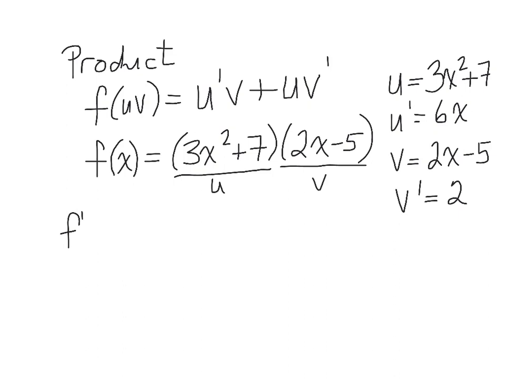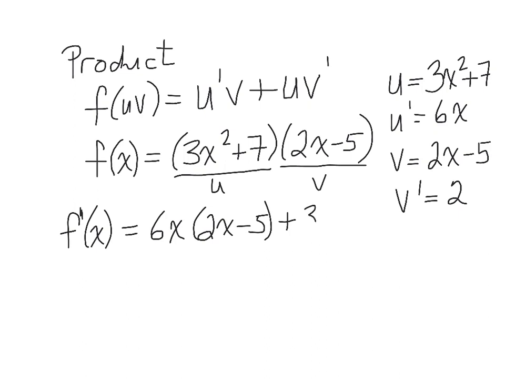So the derivative of this function, which we identify by that little apostrophe, is equal to the derivative of the first, so 6x, times v, plus the first bracket, 3x squared plus 7, times the derivative of the second bracket. At this point, we have just a simple expansion to simplify and collecting like terms.